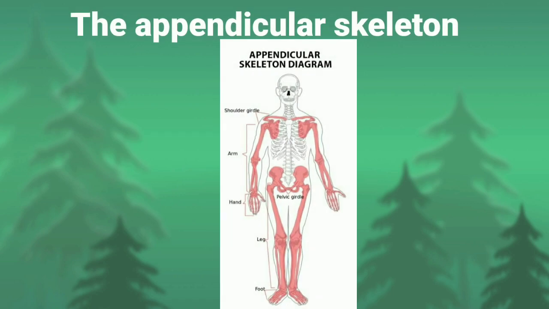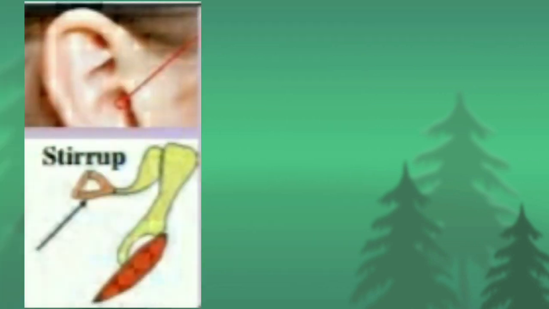The appendicular skeleton is made up of the bones of the upper and lower limbs, that is, arms and legs, on either side of the central axis. The human body has 2 arms and 2 legs. The different parts of the arms and legs have several bones which are connected together by joints.